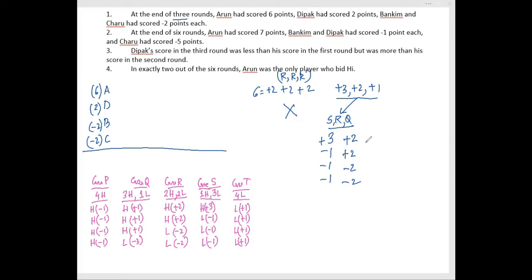Another case, that is our +1. +1 is possible either Q or T. If I have taken Q, then it would be +1, +1, +1, -3. Now let me try to find it out for Arun's part. I am getting this way +6. There would be +2 again.